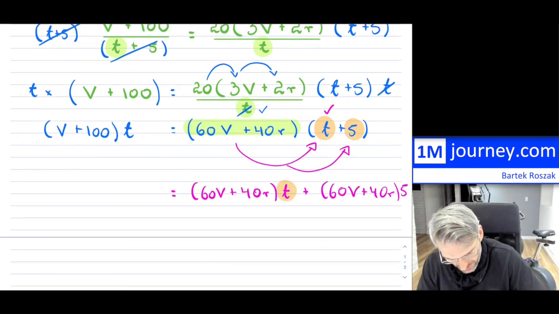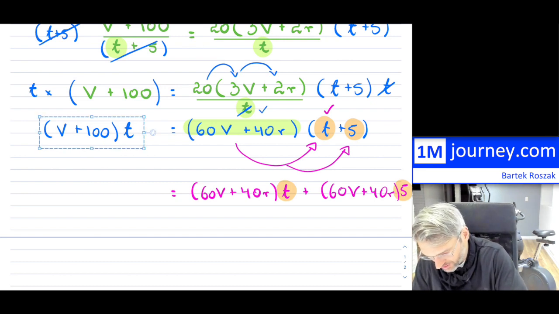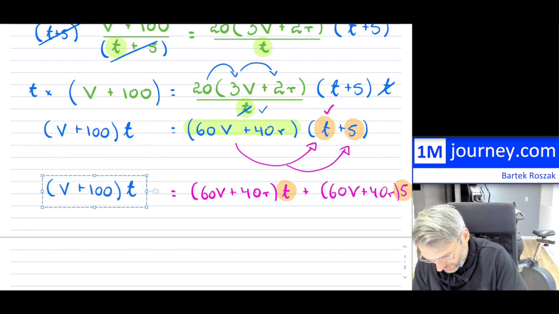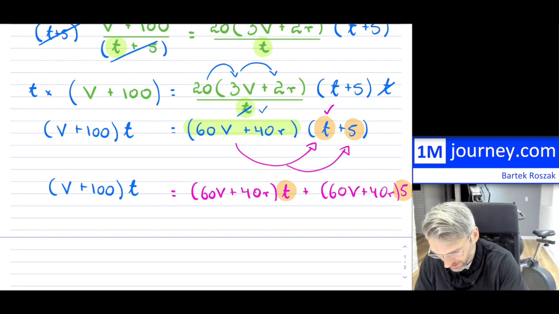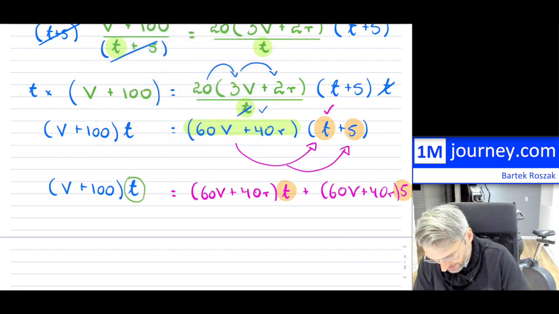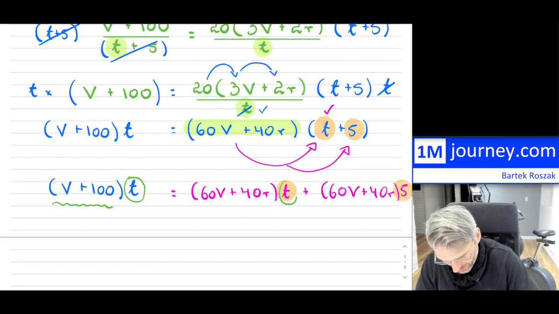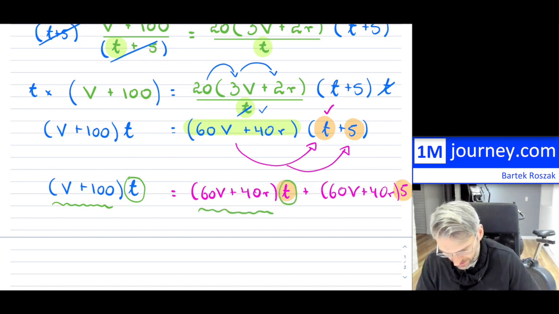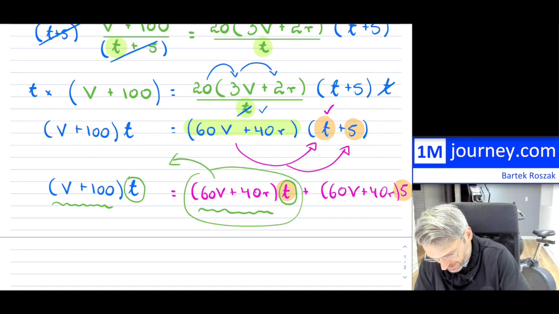I have a t, and then I have a 5 over here. My left-hand side hasn't really changed anything, so I'm going to just carry it down. Now, what this allows me to do is, I have a t with some factor in front, and then I have another t with some factor in front. So I'm going to bring this whole thing over to the left-hand side.